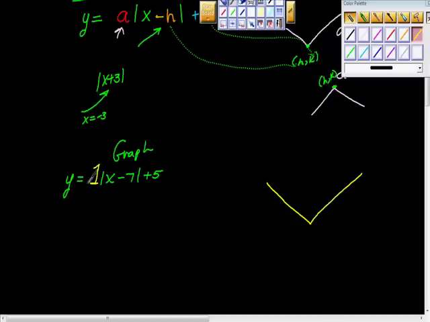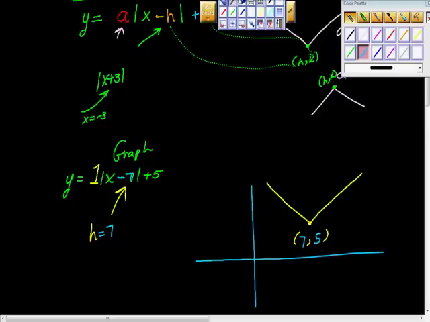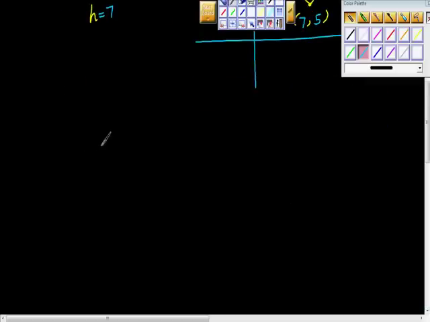So we know that A is greater than 0, so this thing is facing upward. Sorry. We also know that this point right here is the point (h, k). Well, H is the opposite of what we think we see here, so we see negative 7, so H must equal 7. So that tells us this is the point (7, 5). So we know that this thing is actually over here somewhere. So if this was actually like that, isn't it? Okay, so let's try another one together and see if this doesn't get really easy for you.